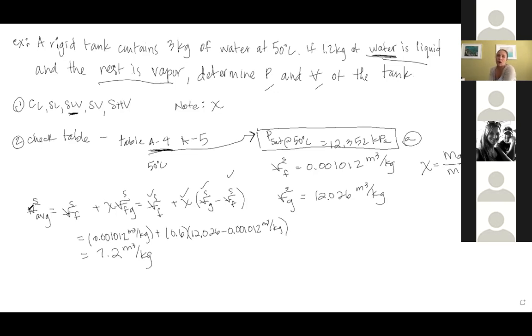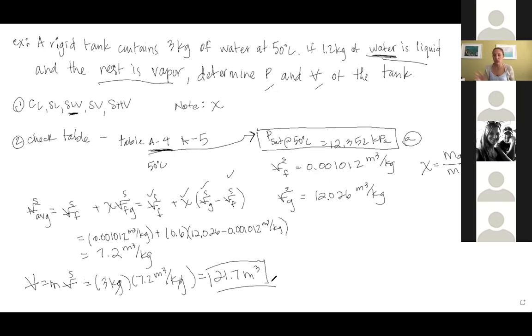But this is only our specific volume, not our total volume. So we need to use the equation we used before, where our total volume is mass times our specific volume. Here, our specific volume is for the entire tank, so we use the mass for the entire tank. So we have 3 kilograms times 7.2 cubic meter per kilogram. This gives us units of cubic meter, which is what we want. We get 21.7 cubic meters, pretty much exactly the same as if we had worked it the other way.